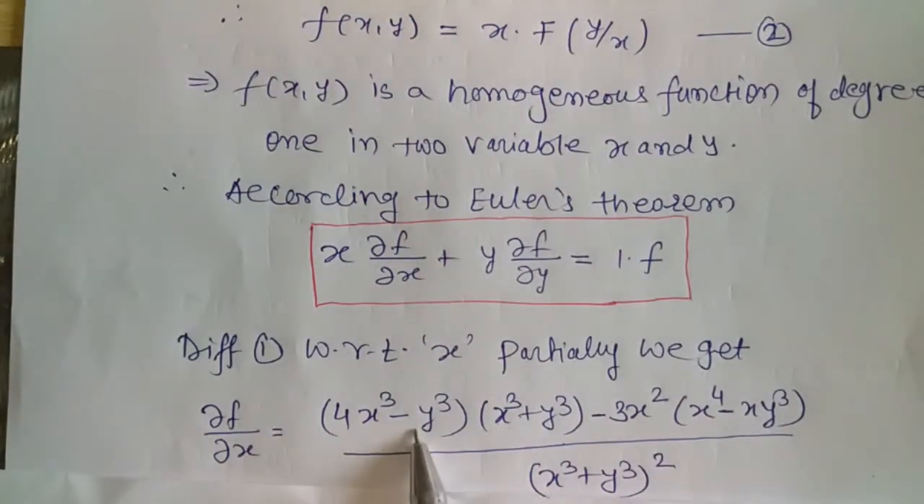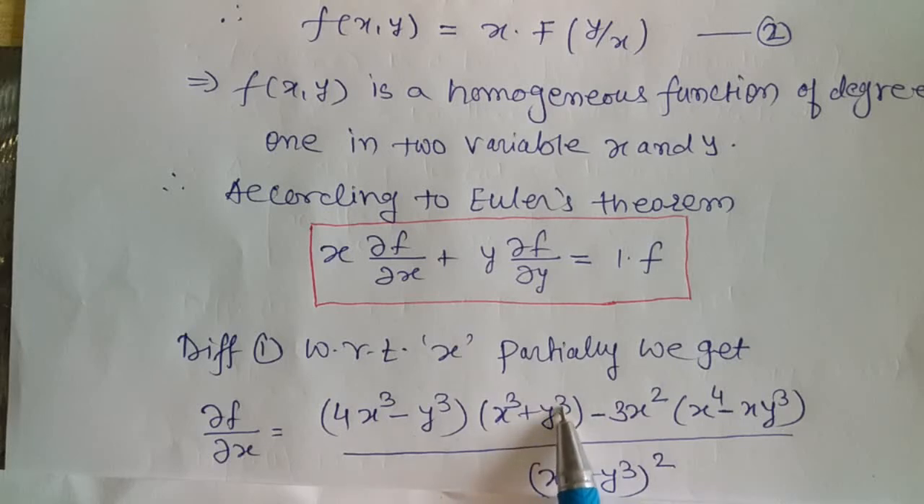So (4x cube minus y cube) multiplied by v, and v is x cube plus y cube, minus derivative of v with respect to x. So with respect to x, y is constant, so its derivative is 0, plus derivative of x cube is 3x square. So 3x square plus 0, which is 3x square, multiplied by u. So u is what? x power 4 minus x y cube, upon v square, which is (x cube plus y cube) whole square. So this is the value of del f by del x, that is the partial derivative of f with respect to x.